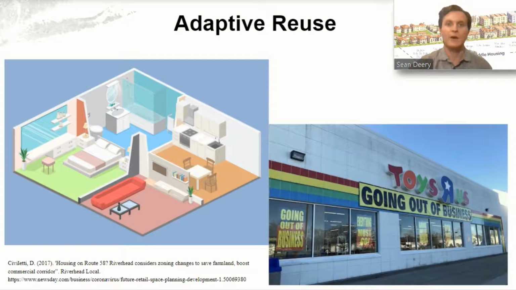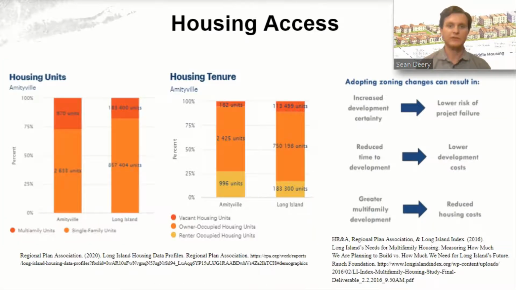This program would allow a vacant retail owner to purchase development credits that would allow them to build micro apartments up to 450 square feet in former retail structures. So what are the impacts of missing middle housing?